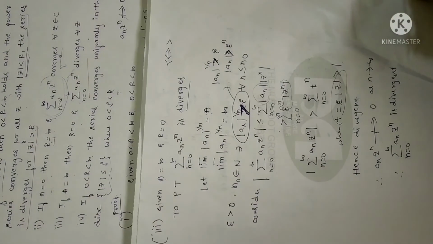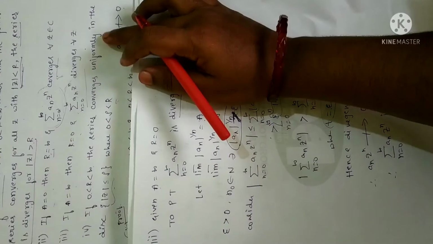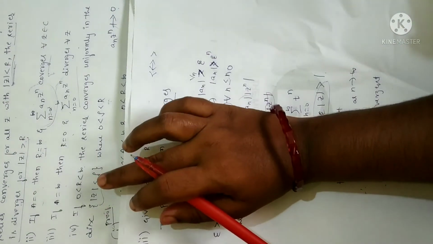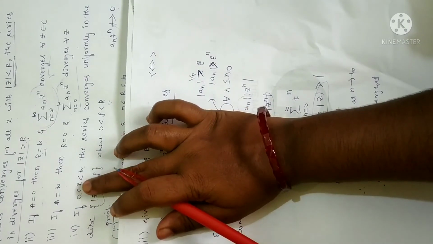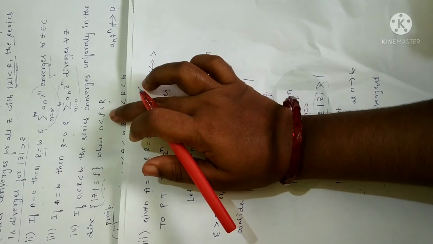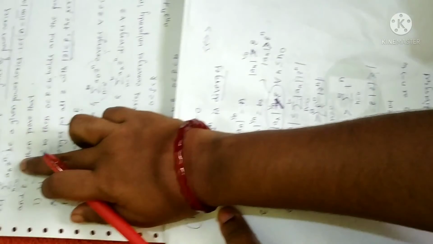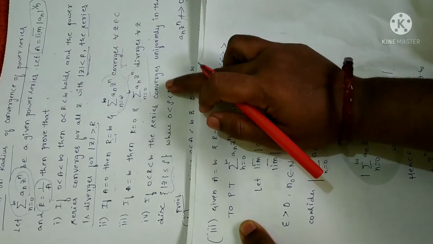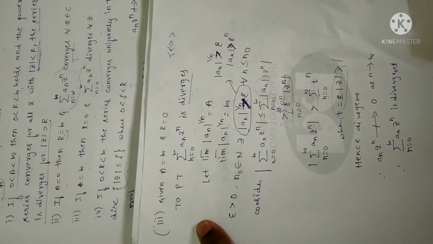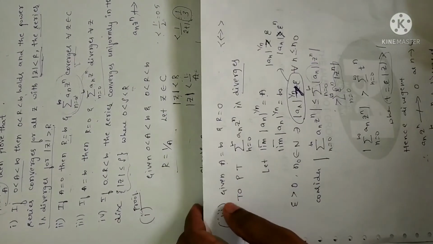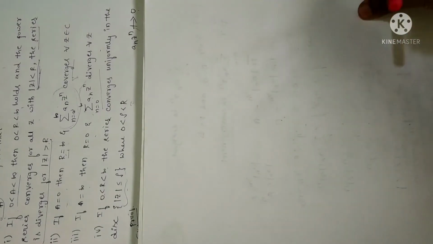Now the last proof: if r lies between 0 and infinity, the series converges uniformly in the disk. The disk is given by mod z less than or equal to rho, and r will be between 0 and infinity, and rho will be between 0 and r. We have to prove that the given series a_n into z power of n converges uniformly. So let me prove that. That is the fourth one, the last statement of the given theorem. And before going to prove the fourth statement, let me clarify.